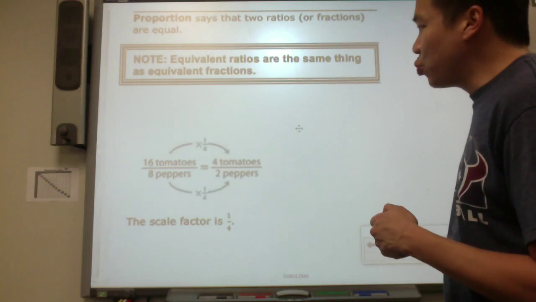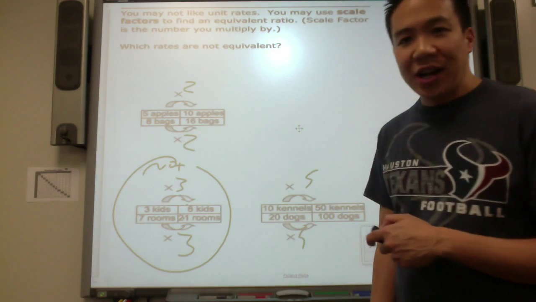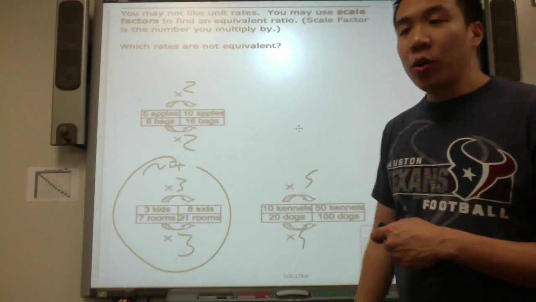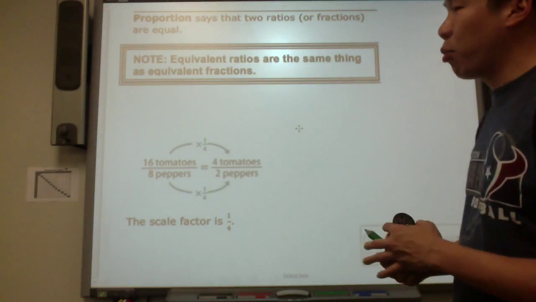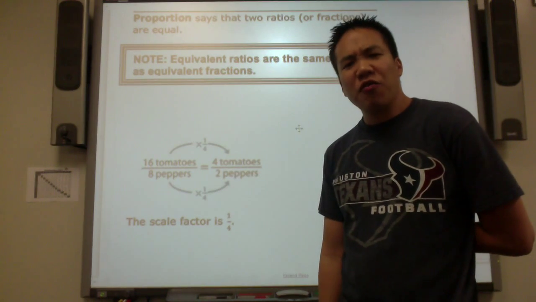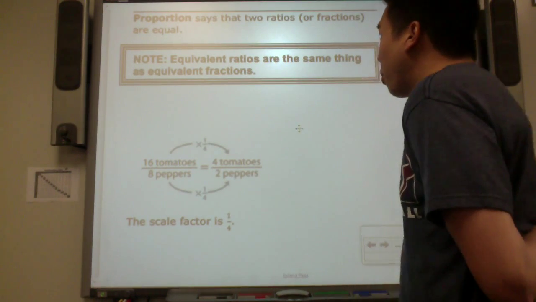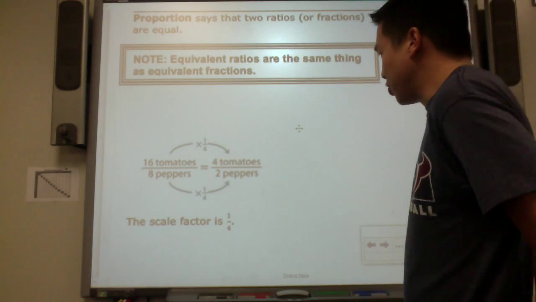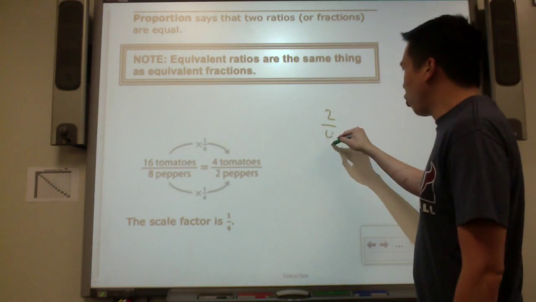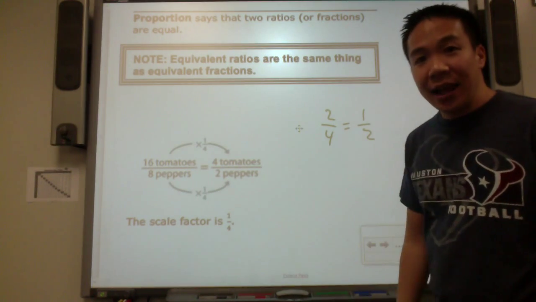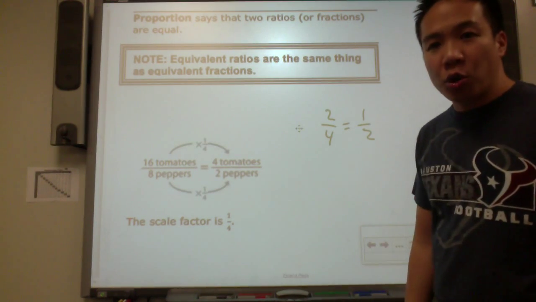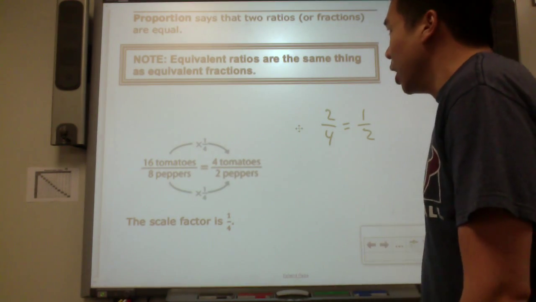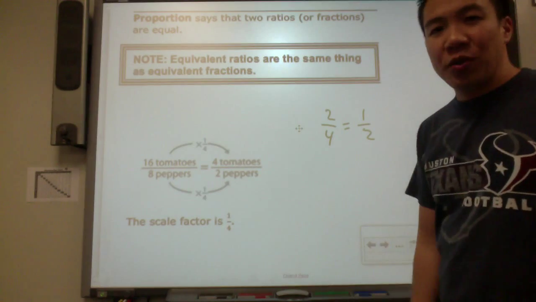So what happens when you have 2 fractions or 2 ratios, such as these, that are equivalent? It is called a proportion. You're going to be hearing the word proportion for many, many years to come. A proportion says that 2 ratios or fractions are equal to the same thing. For example, is 2/4 equal to 1/2? They are, so they form a proportion. It's when 2 fractions or ratios are equivalent or the same. Equivalent ratios are the same thing as equivalent fractions.